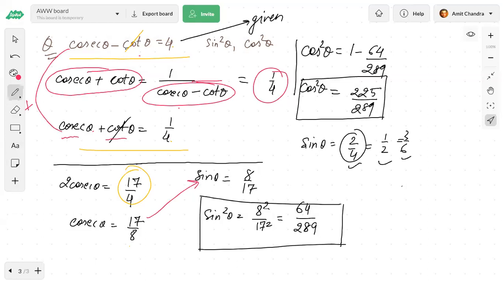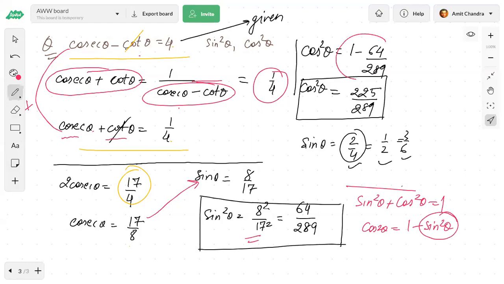So sine square theta is equal to 8 square by 17 square, because they have asked for cos square theta and sine square theta. Now that I've got sine square theta, I know one more identity, which is sine square theta plus cos square theta is equal to 1. So from here I can get cos square theta is equal to 1 minus sine square theta. What is the value of sine square theta? I've already got it, I will simply substitute. So here I have substituted: 1 minus 64 by 289. This will give you 225 by 289.